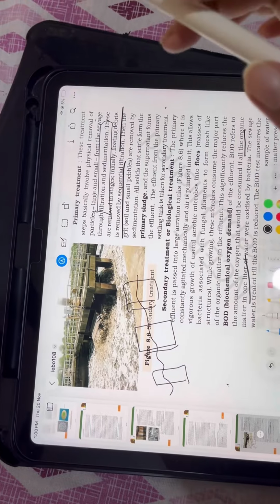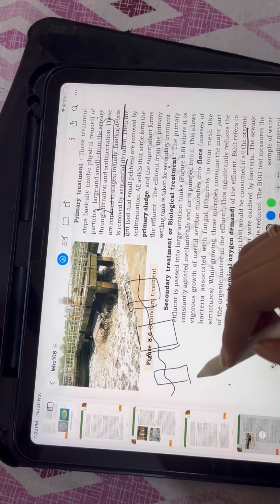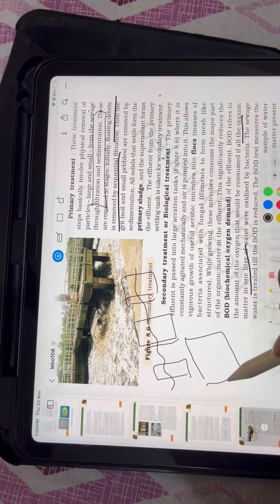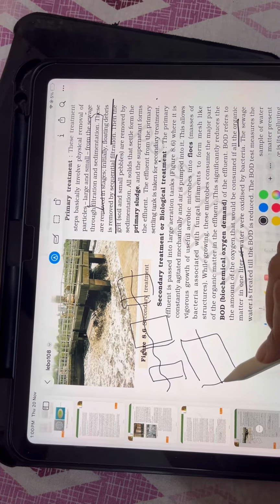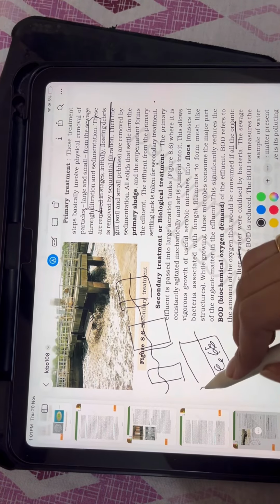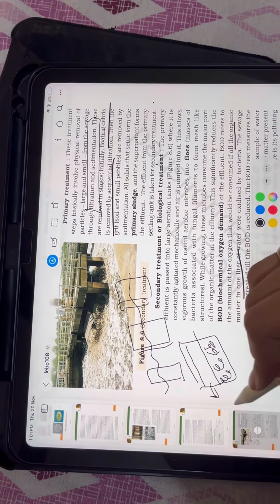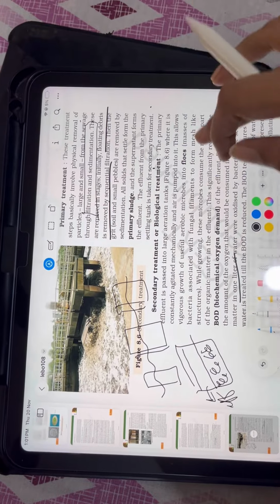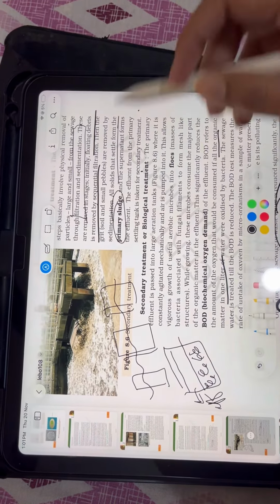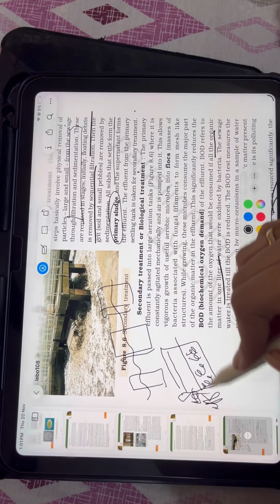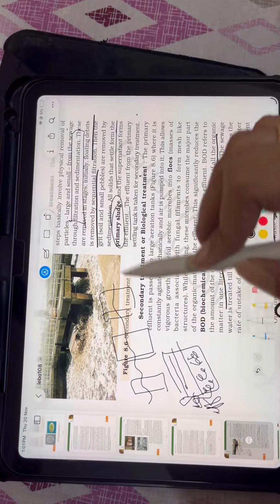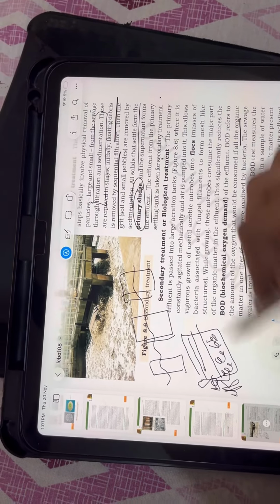Then the water is allowed to sediment. So what happens when it is allowed to sediment? It is left still for some time. All the soil, grit, sand, it settles here, and the clear water, which is also called the effluent, collects above. All solids that settle are called the primary sludge, and the supernatant liquid, which is the clear water, is called the effluent. The effluent is then transferred. This is the primary treatment.